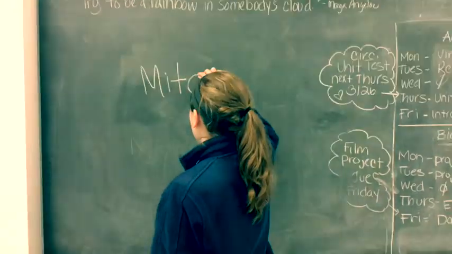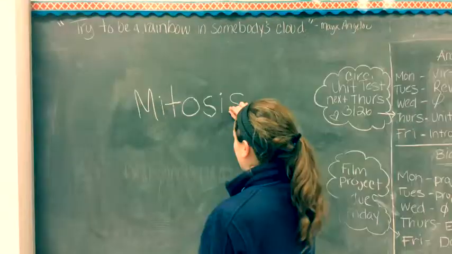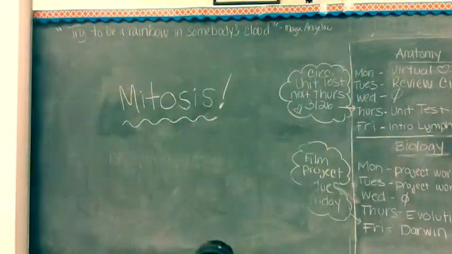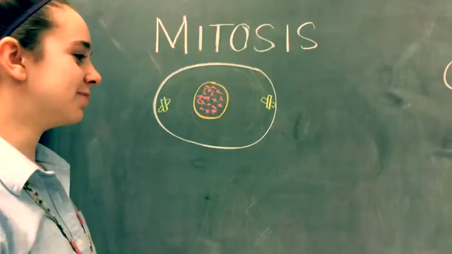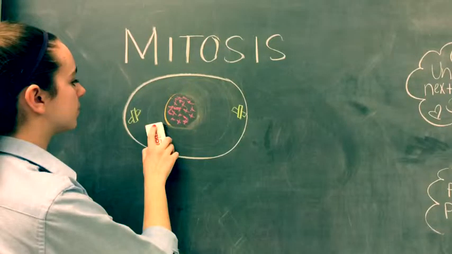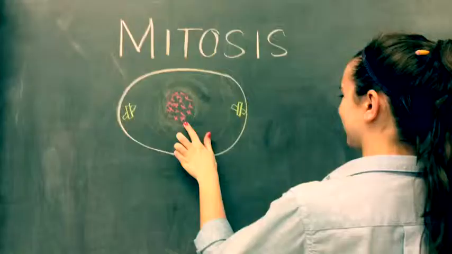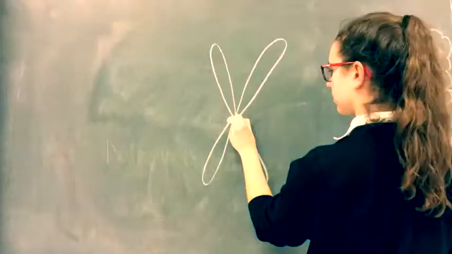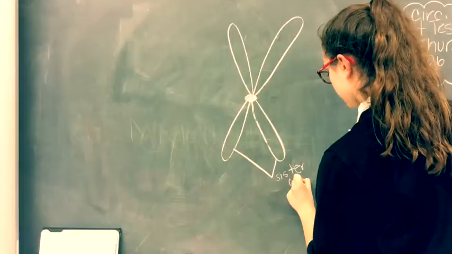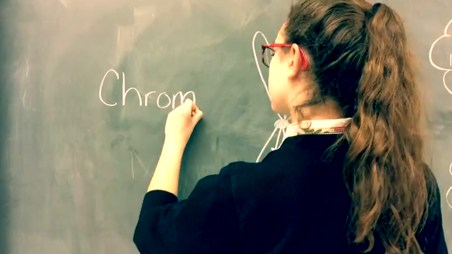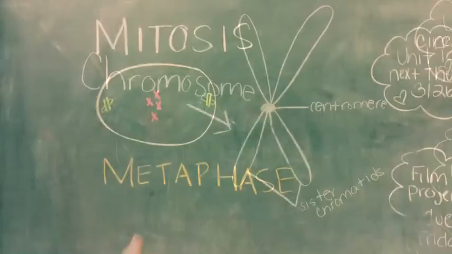After interphase, the cell enters mitosis. The process is splitting the nucleus into two identical nuclei. The first stage of mitosis is prophase, where chromatin condenses into chromosomes and the nuclear envelope disappears. As the chromatin condenses, two sister chromatids come together, connected by the centromere to form the chromosome.